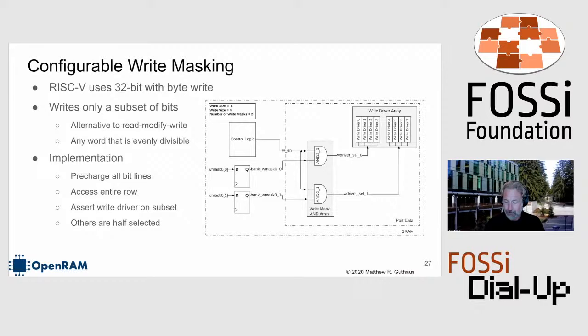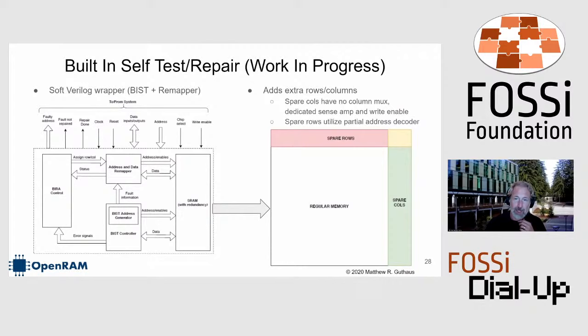Another thing we've been adding recently is people ask about built-in self-test and self-repair. This is a little bit in progress. I've actually had a student work on this, where we generate the memory arrays with spare columns and spare rows. These spare rows and columns can be used when there's a defect in one of the bit cells, where you can do some address manipulation and access a different row or column instead of the actual row or column to use correct bits.